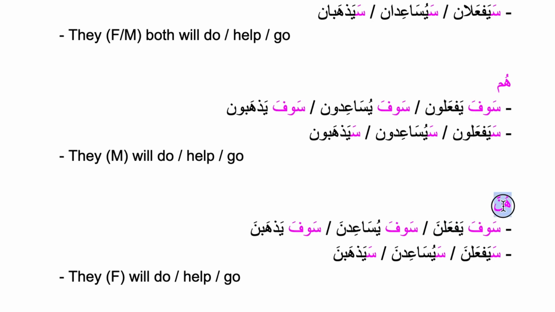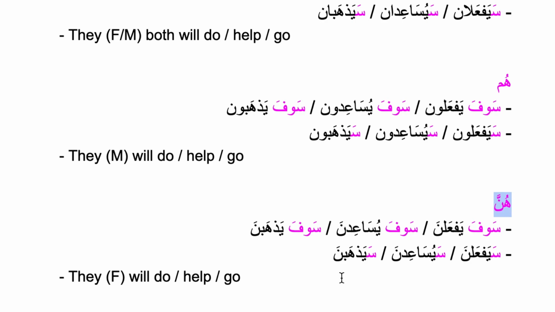Next is هن. هن means they, for plural female. سوف يفعلن, they will do. سوف يساعدن, they will help. سوف يذهبن, they will go. The second form, سيفعلن, they will do. سيساعدن, they will help. سيذهبن, they will go.